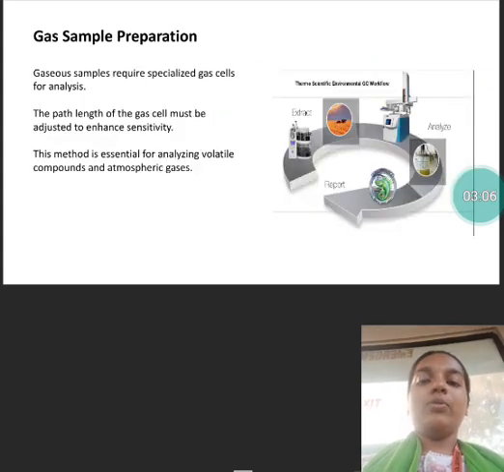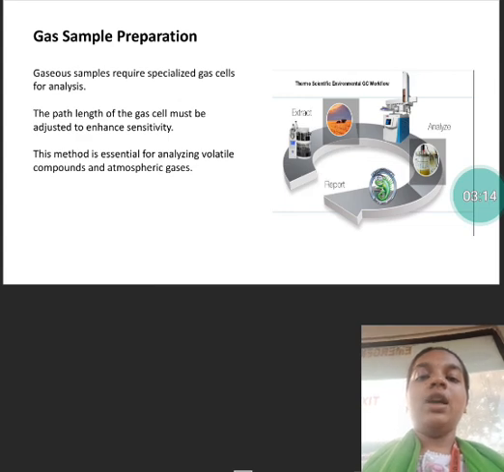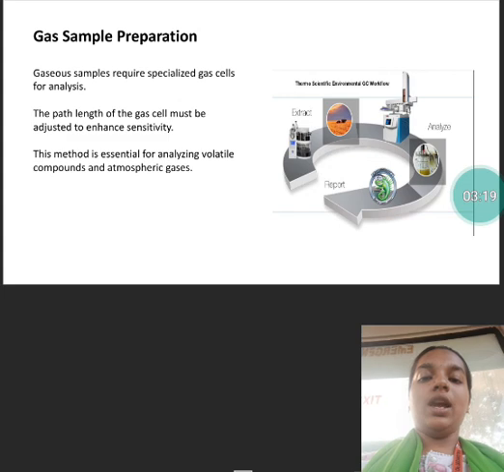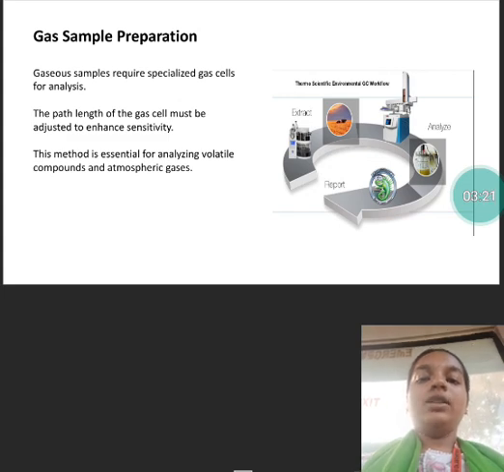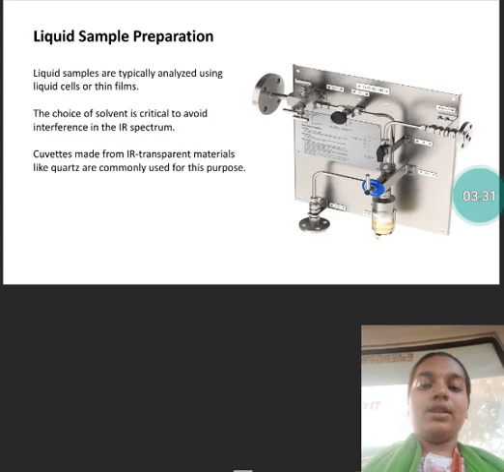Next, gas sample preparation is another side of IR spectroscopy. Gaseous samples require specialized gas cells for analysis. The path length of the gas cells must be adjusted to enhance sensitivity. This method is essential for analyzing volatile compounds and atmospheric gases.